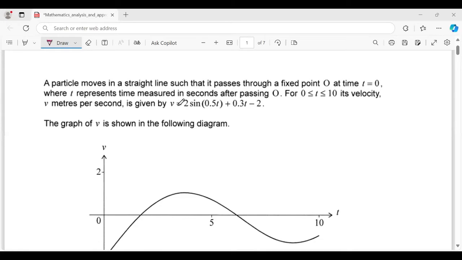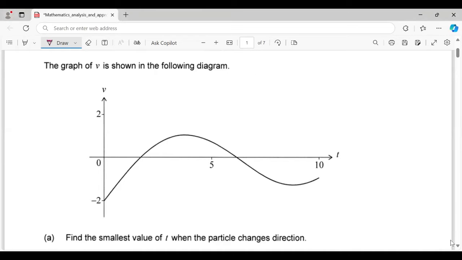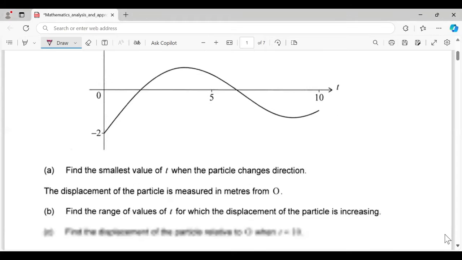v(t) equals 2 sine 0.5t plus 0.3t minus 2. So this is the velocity function. The graph of v is shown in the following diagram. Okay. Find the smallest value of t when the particle changes direction.